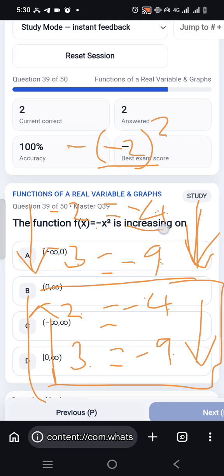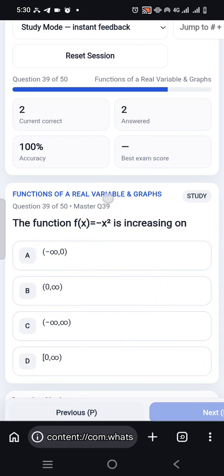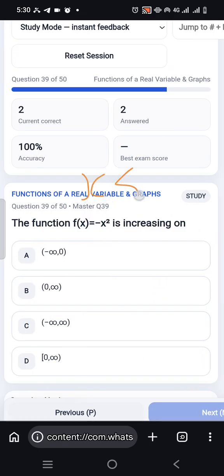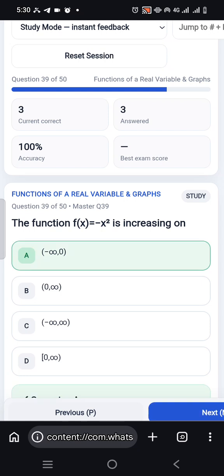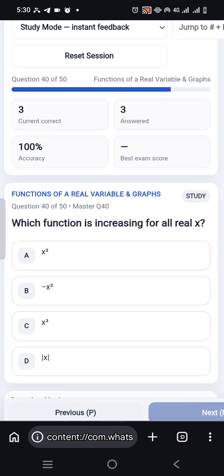But this one, they're asking us which one is increasing. So this is automatically out. So this one is decreasing when this one is decreasing. That means that if you increase, this side will also increase as well. So the negative end makes this function increase. So if it's the negative end, so x is less than 0. So you also write it the normal way. You should write it from negative infinity to 0. Then that is A. So moving to the next one, which function is increasing for all real x?